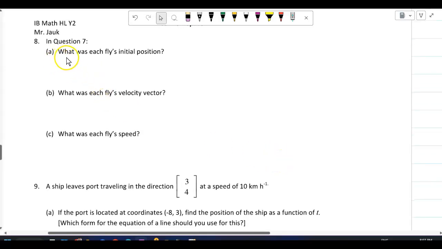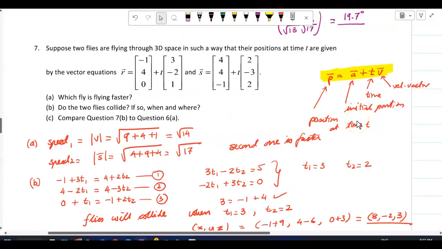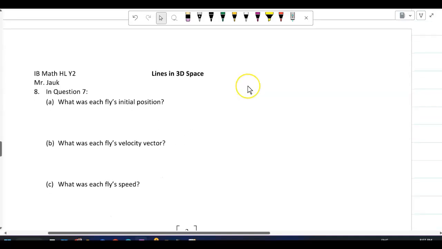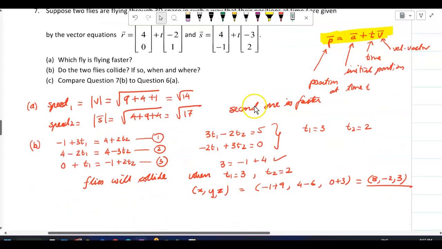In question 7, what is each fly's initial position? What is the first fly's initial position? Minus 140. This is the initial position. And for the second one, it is just to explain the concept. 4, 4, minus 1.